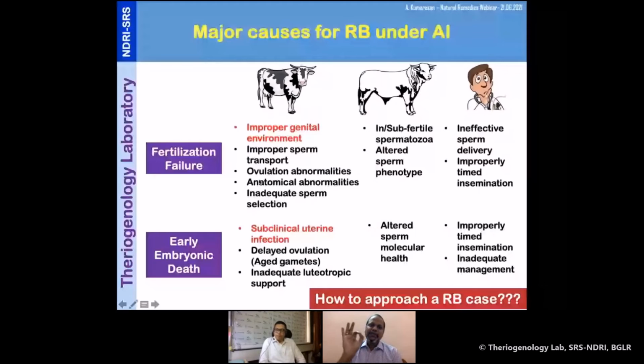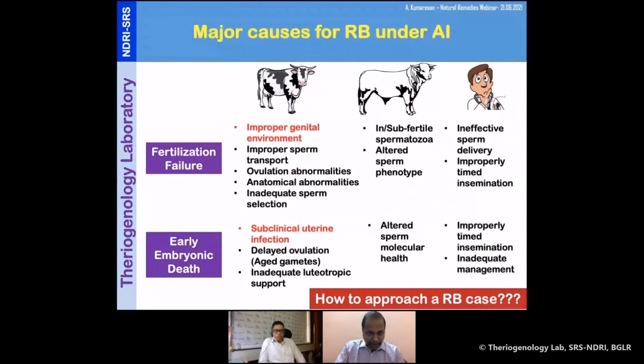First is improper genital environment in females. I'm not talking about clinical pus and other things, because then we will not go for insemination at all. But we cannot see with naked eyes the infection or minor alterations in the uterine environment. If it is there, automatically the sperm will not move, or if the spermatozoa move, their quality will be derailed and they will not get properly capacitated. That's how fertilization becomes a problem.